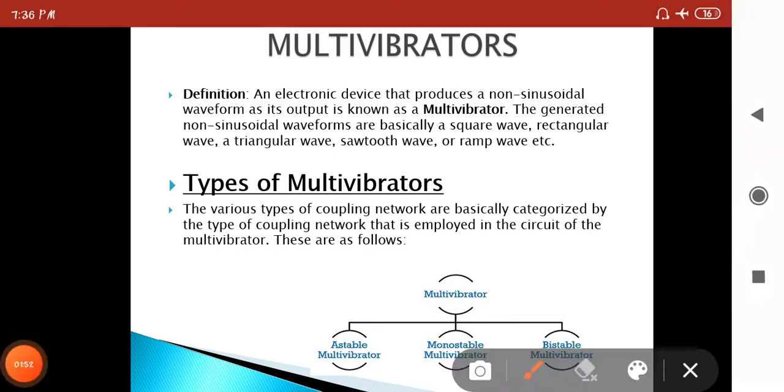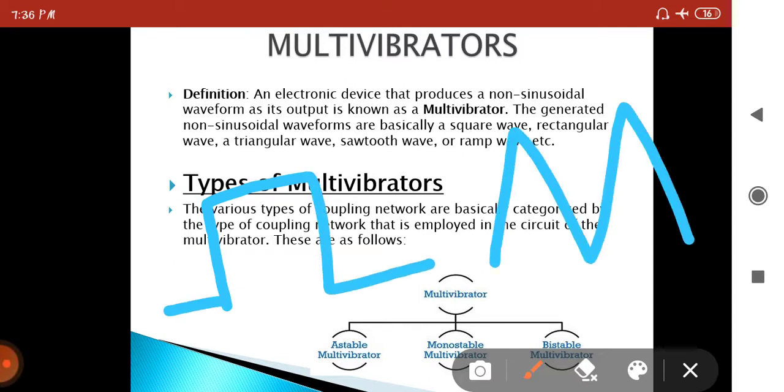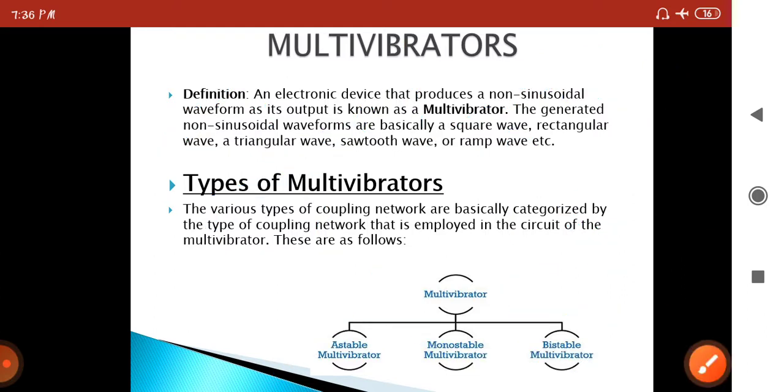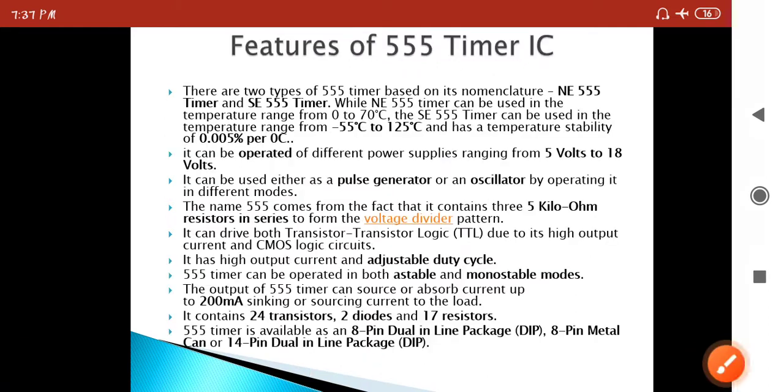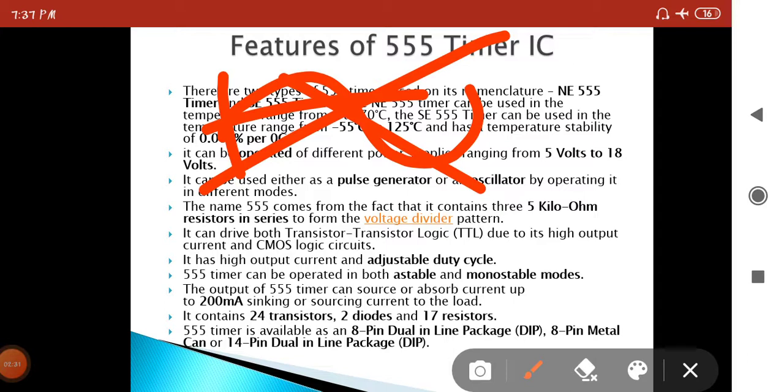First of all, I am going to give the basics. This generates the square wave, triangular wave, sawtooth wave, and a ramp wave. This is a ramp wave. This is the waveform of what I have told about multivibrators. It forms non-sinusoidal waveforms. The sine wave is not used here, right?